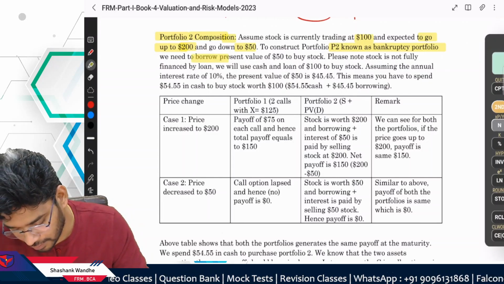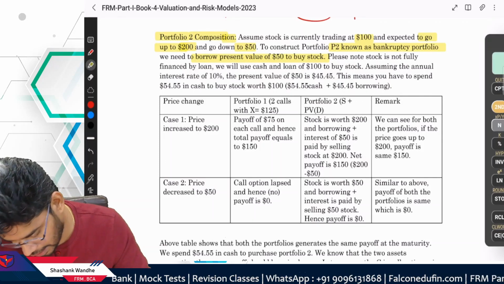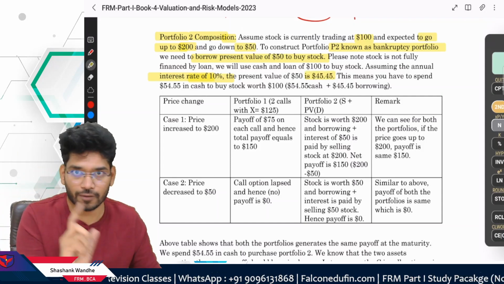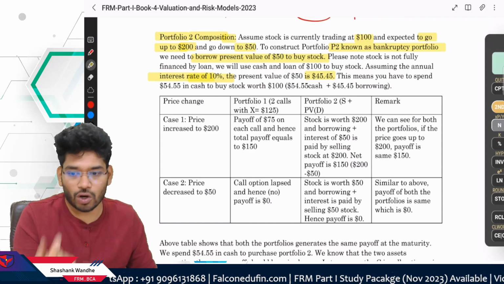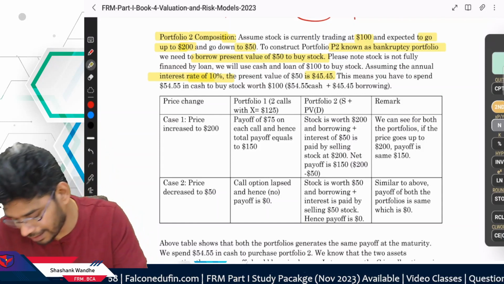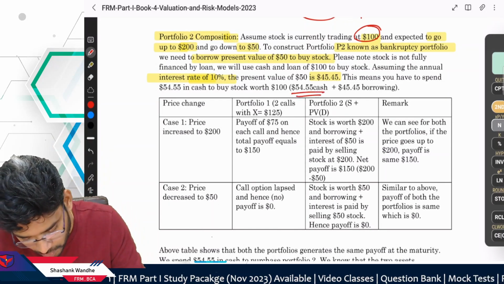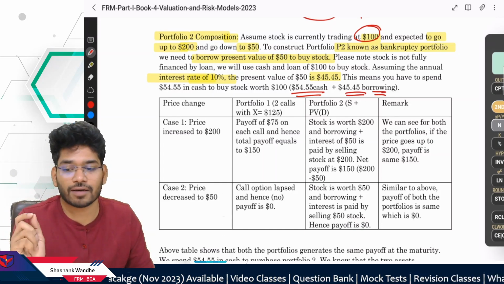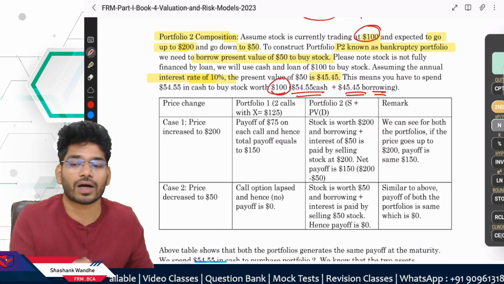First of all, we will borrow the present value of 50, assuming an annual rate of 10%, the present value of 50 is 45.45. Now see here, we want to buy one option, one underlying also, right? One stock, one borrowing. So we borrowed 45.45. I want to buy stock which is currently priced at 100, so I need to put some cash from my own pocket. So this is my borrowing, the present value, 45.45, plus 54.55 cash. If you take the total, we have $100 in our pocket.